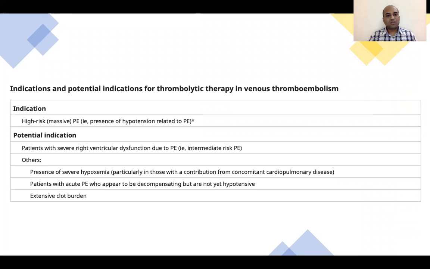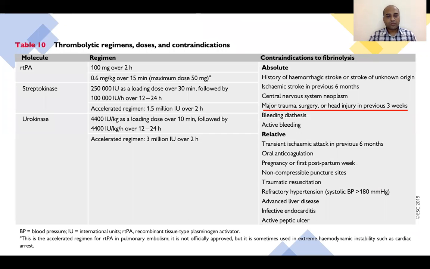So what are the indications of thrombolysis? High-risk patients with hemodynamic instability, and there are other potential indications like patients with severe right ventricular dysfunction, severe hypoxia, or acute PE who are on the verge of decompensation because of poor reserve, and extensive clot burden. The options for thrombolysis are rtPA, streptokinase and urokinase, but in our subgroup of patients, the scope of systemic thrombolysis is very, very less, and it's unlikely to be possible also.